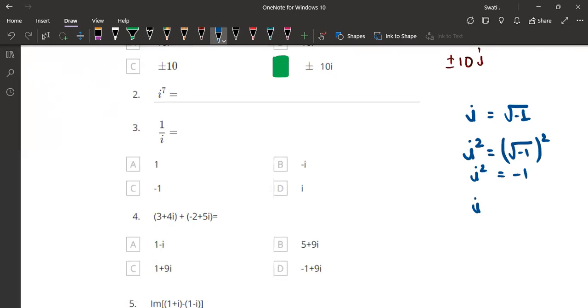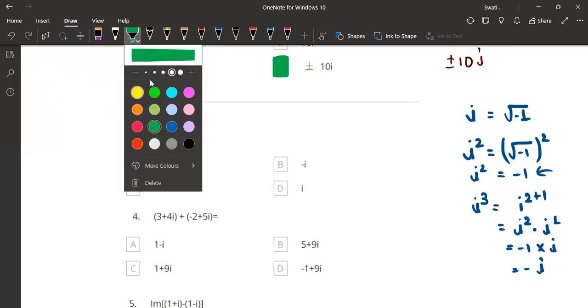What is the value of i cube? Can I not write down i squared times i? Or if I write this in detail, I can write 3 as 2 plus 1, i raised to 2 plus 1. Now, using the property of exponent, this will become i raised to 2 times i raised to 1. What is i raised to 2? It is minus 1, and i as it is, because i raised to 1 is i only, and that is minus i. So the value of i cube is minus i.